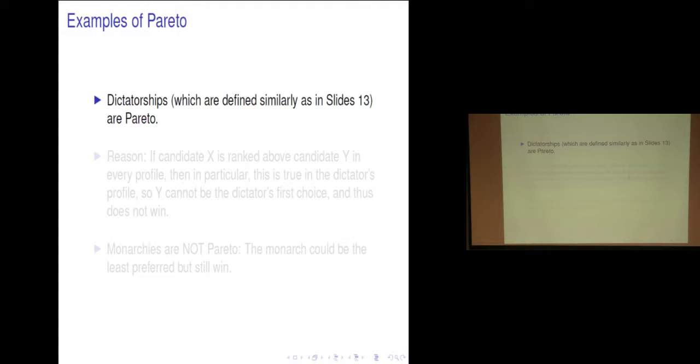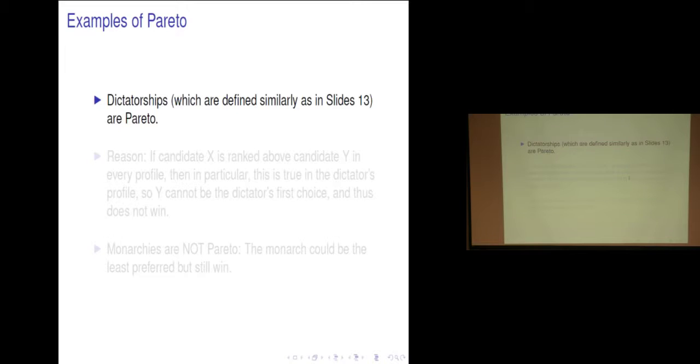I'll remind you of the dictatorship. There's one guy called the dictator, and we just look at his ballot. If he ranks Mr. A on top, then Mr. A is the winner. No matter what other people do, there's no chance. So that's the dictatorship. So we claim that dictatorship satisfies this Pareto condition.